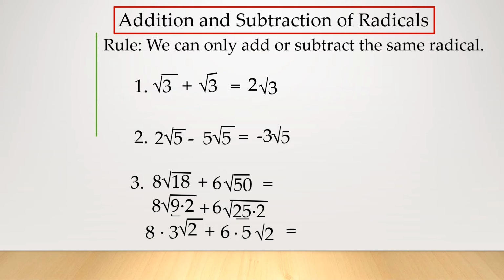So you notice here, they have the same radicand or radical now. So this is now 8 times 3, that is 24. And then 6 times 5, that is 30. So 24 plus 30, that is 54 times square root of 2. That's the final answer.